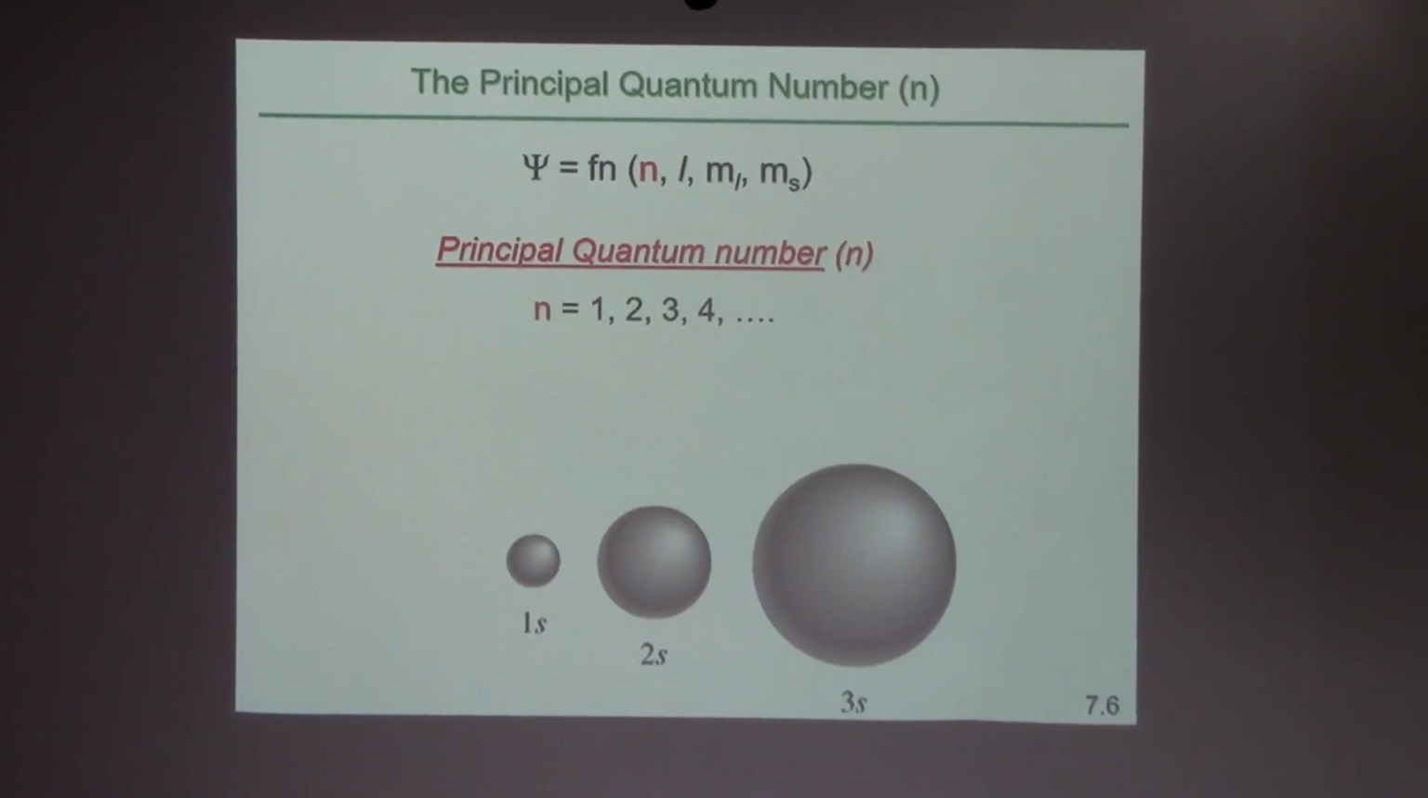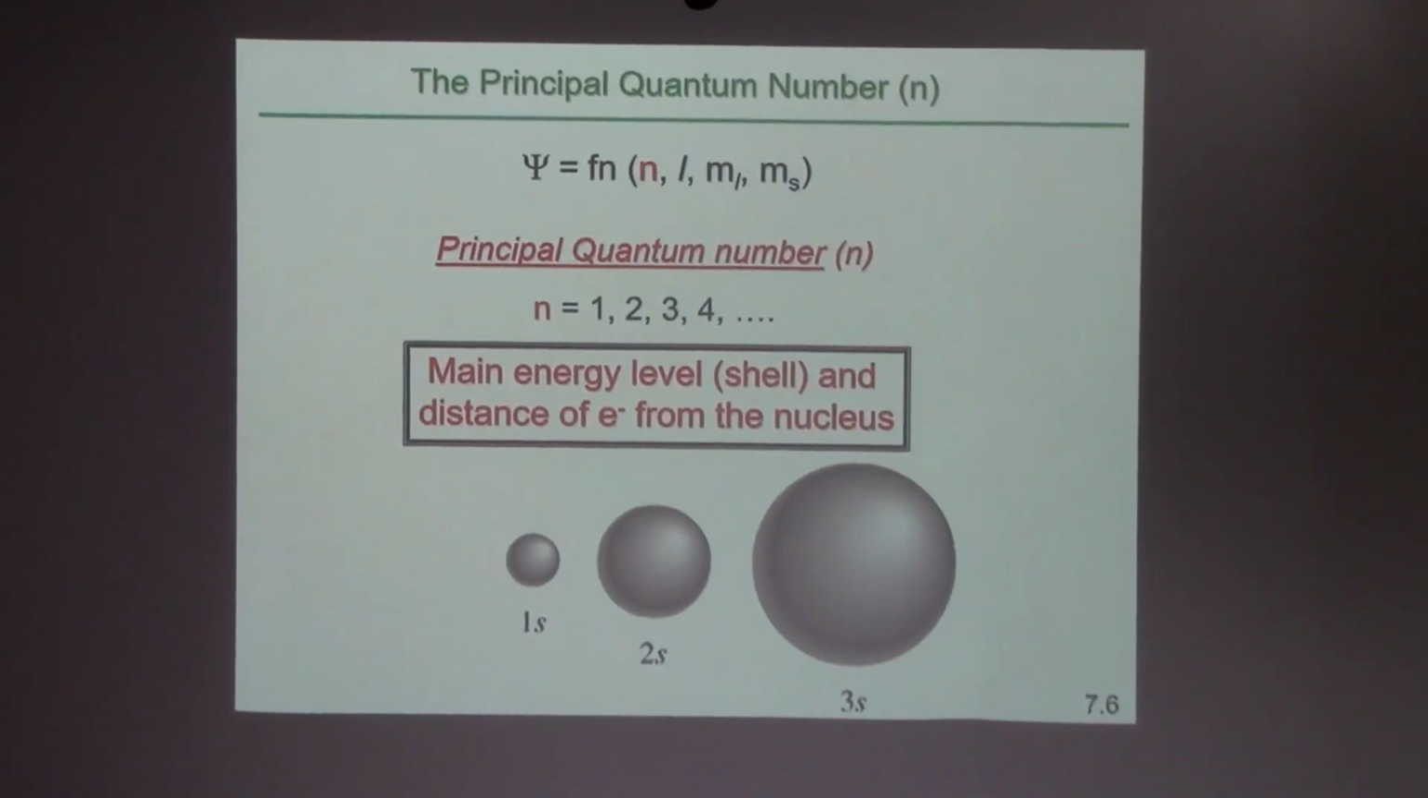So let's start with the principal quantum number n. The value of n goes from 1 all the way to 7. So n can be 1, 2, 3, 4, etc. And what does it describe? It describes the main energy level, or shell, and it tells us how far away the electron is from the nucleus. So you may have an electron at n equals 1, at n equals 2, or n equals 3. The electron at n equals 1 is closer to the nucleus than an electron at n equals 3.